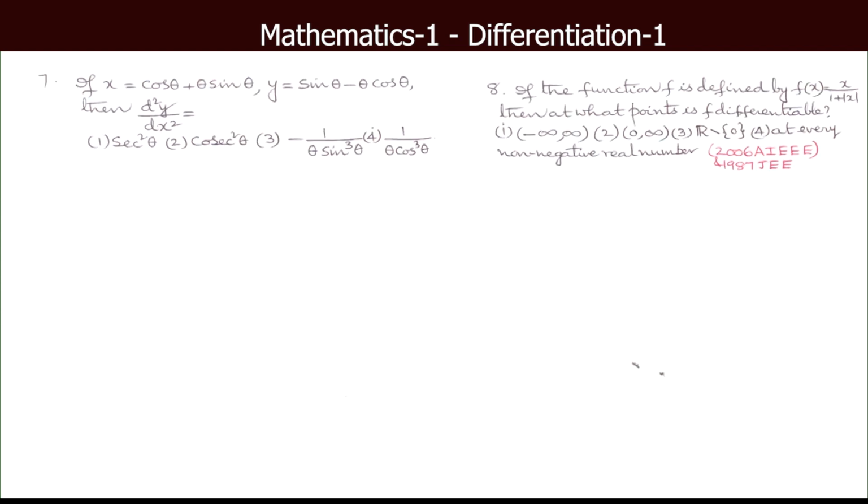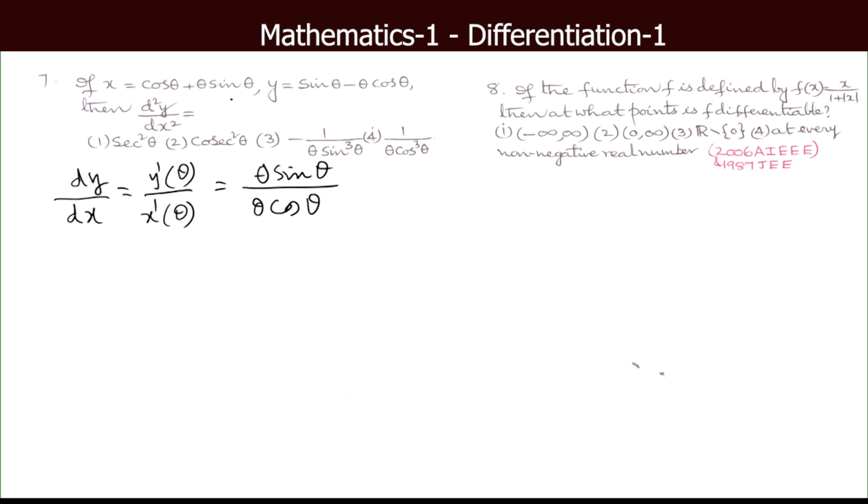x equal to cos theta plus theta sin theta, y equal to sin theta minus theta cos theta. Then what is the second derivative of y with respect to x, d2y dx2? Well, once again, first of all, let us find the first derivative dy dx. That is y dash theta by x dash theta. Y dash theta is cos theta minus cos theta will cancel out, theta sin theta. X dash theta is theta cos theta, minus sin theta plus sin theta will cancel out. Okay, this is tan theta.